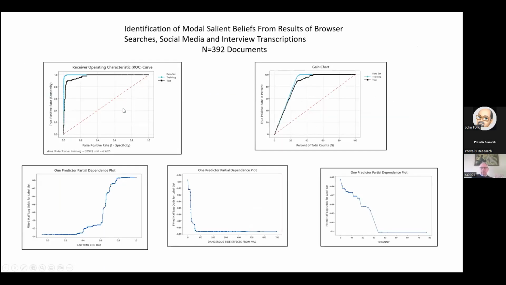So here, looking at the Minitab output, you see this receiver operating characteristic curve. It shows it's a good model. And then you can see here the correlation with the CDC. It's showing as that goes up, the recommendation probability goes high. If people are saying the shots are dangerous, then it goes down. If some people talk about medical tyranny and so on like that, then it goes down. So you see there's the pros and the cons, and where the particular posting, be it a browser search or a social media posting, lands gives you insights that allow you to predict.